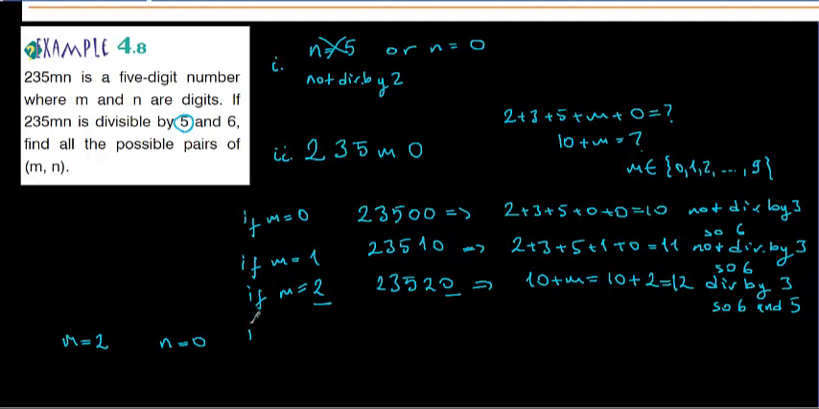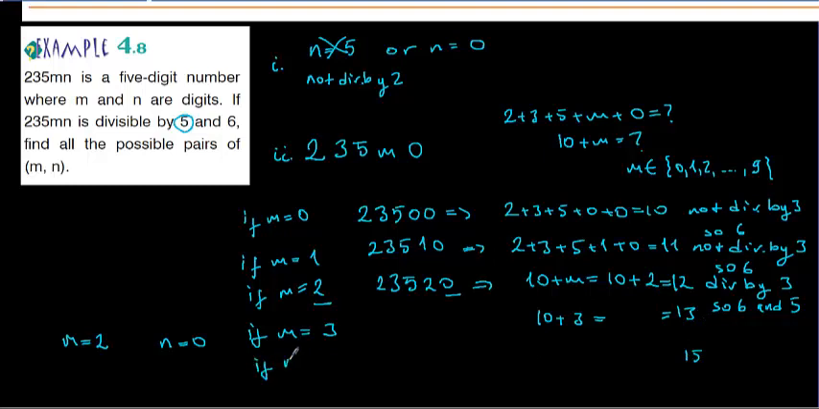If m is equal to 3, the sum is going to be equal to 10 plus 3, which is equal to 13. So the numbers are also increasing one by one. 13 is not divisible. The next number that is divisible is 15.